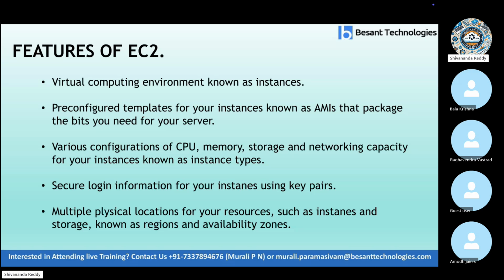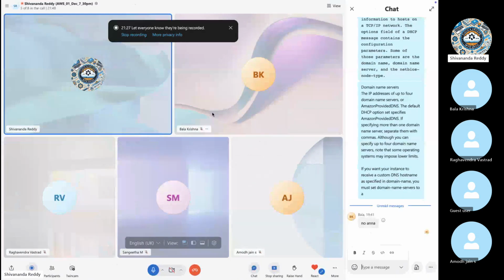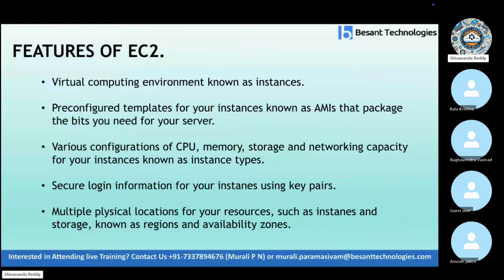What is this instance type? It is going to show us the configuration details of the server. For example, one server requires 16 GB memory, one server requires 8 GB memory, like this, based upon the requirement. So this can be configured. For that, the configuration name we call is instance types.